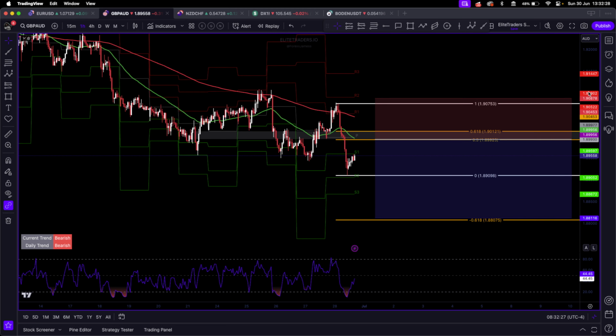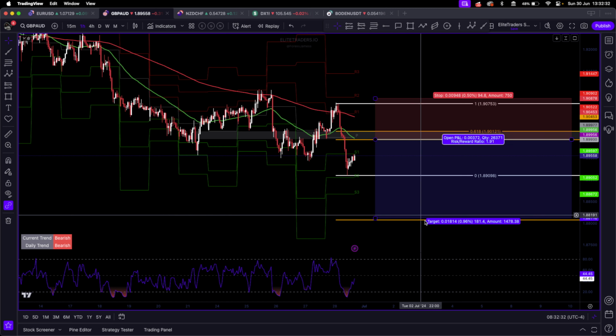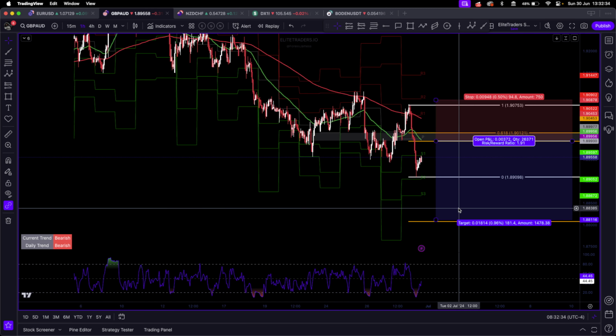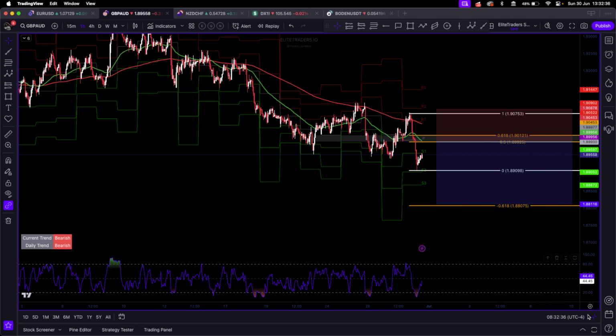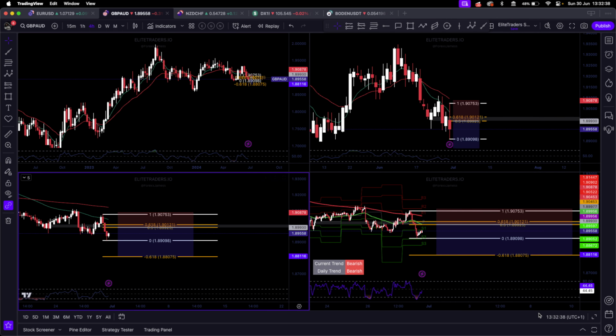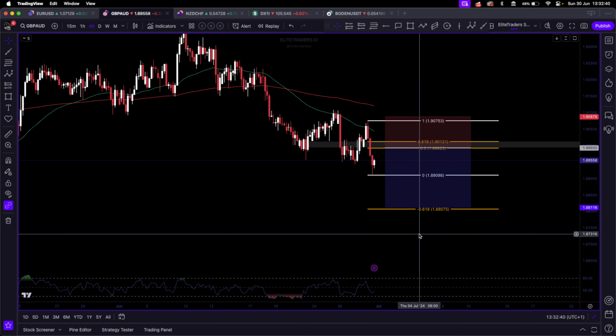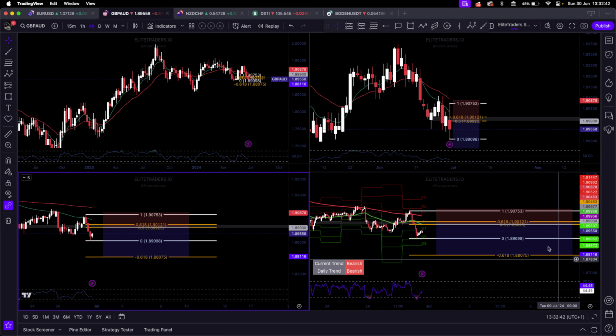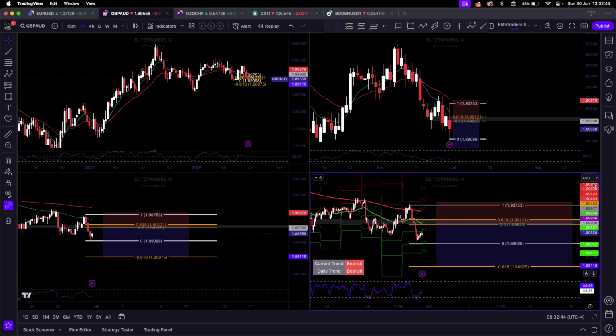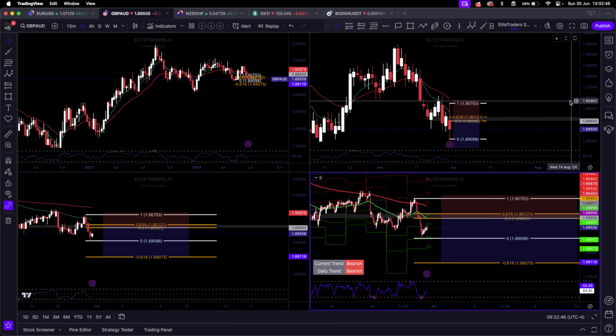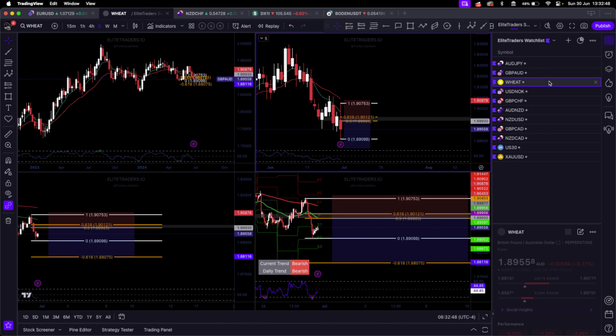So yeah, I'm just waiting for this pullback to ideally this pivot level here, and then a continuation of this downtrend with a target to the fib extension. So I think this is quite a no-brainer position for now. Obviously things could change, but at the moment of recording this, it seems like a very, very simple trade to take, really. Next position is wheat.